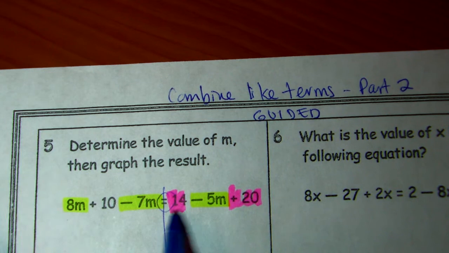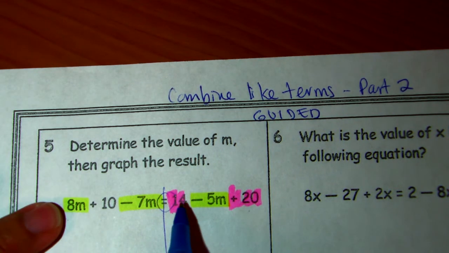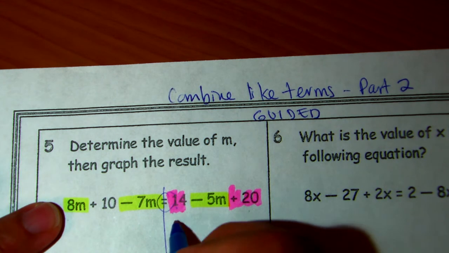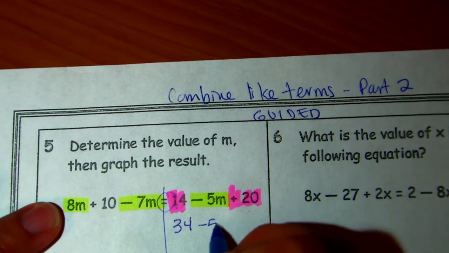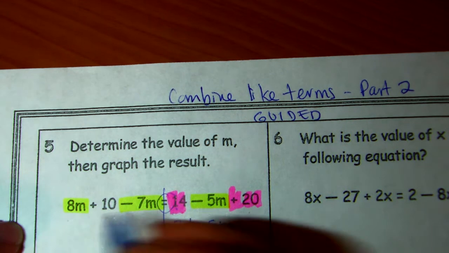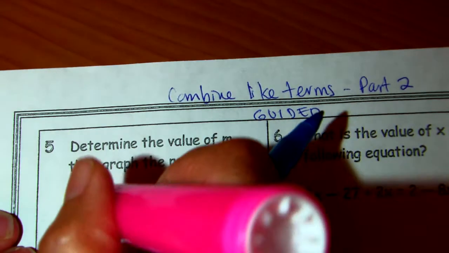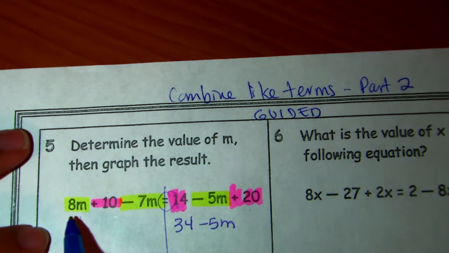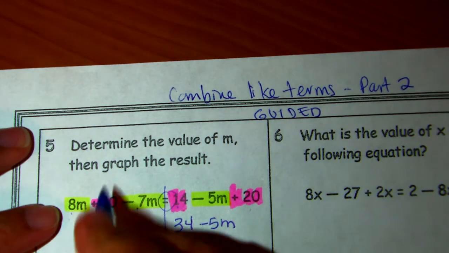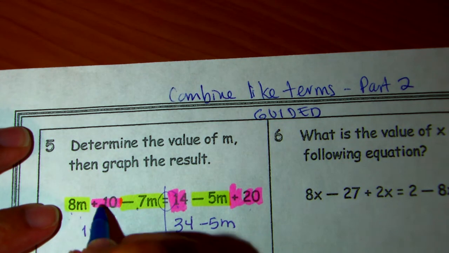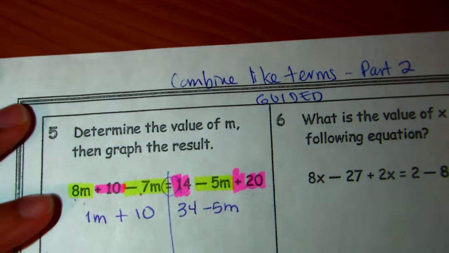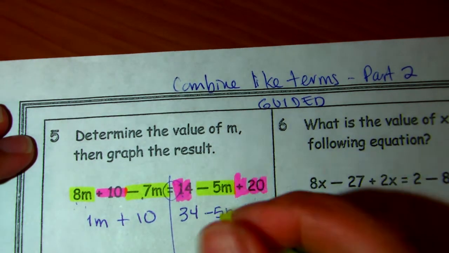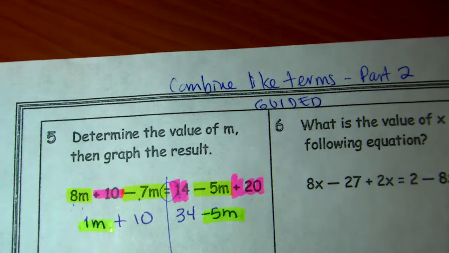We can combine the 14 and the 20. This is going to give us, you have positive 14 plus 20. That will give you 34 minus 5m. Now over here, what do we need to combine? Only the terms that contain the letters. So 8 minus 7 gives you 1m plus 10. Alright? So here's our letter M, the one that we need to solve for.